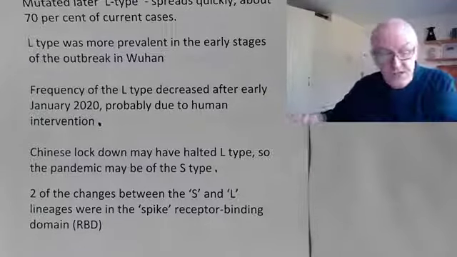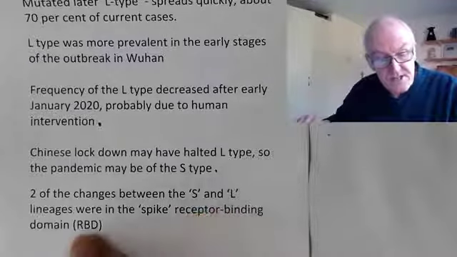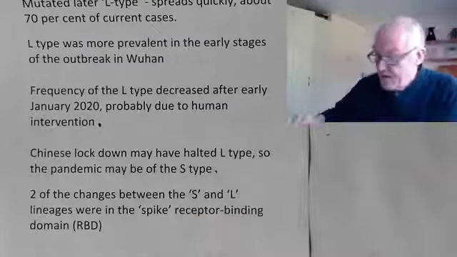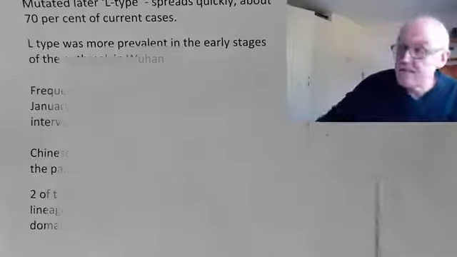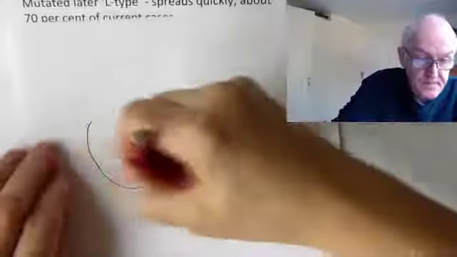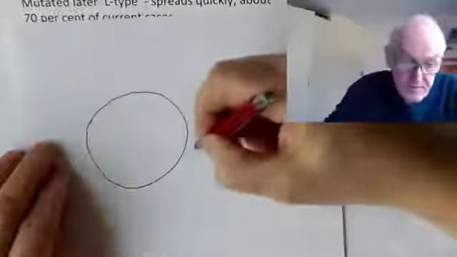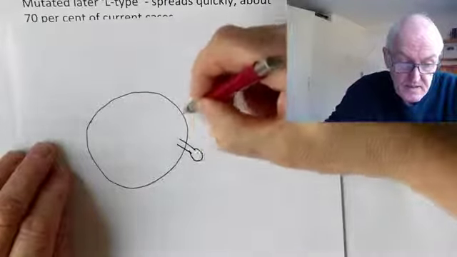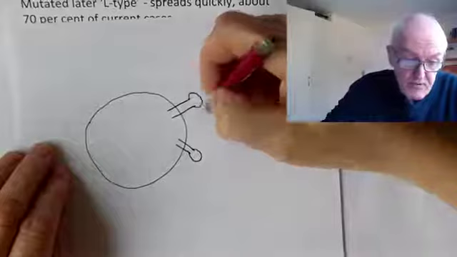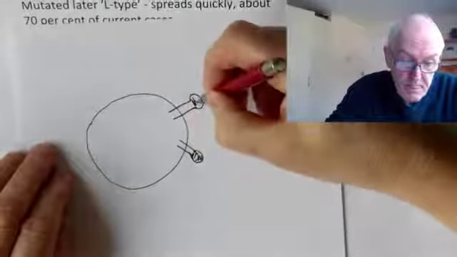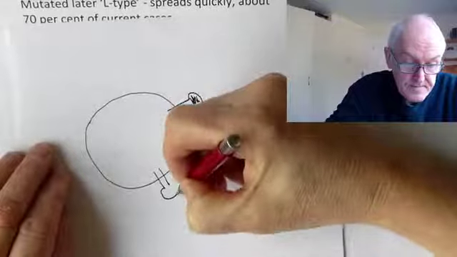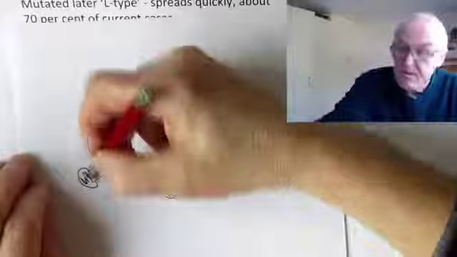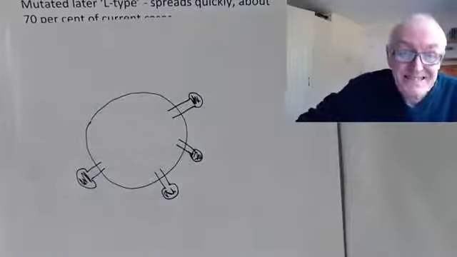Now, two of the changes between the S and the L lineages were in the spike receptor binding domain. This is very scientific, but what this means is we have this coronavirus, and we know it's got these protein spikes sticking off it. It looks spiky on the electron micrograph, with these protein spikes all round about the virus. These protein spikes are important because it's these protein spikes that make the virus transmissible.